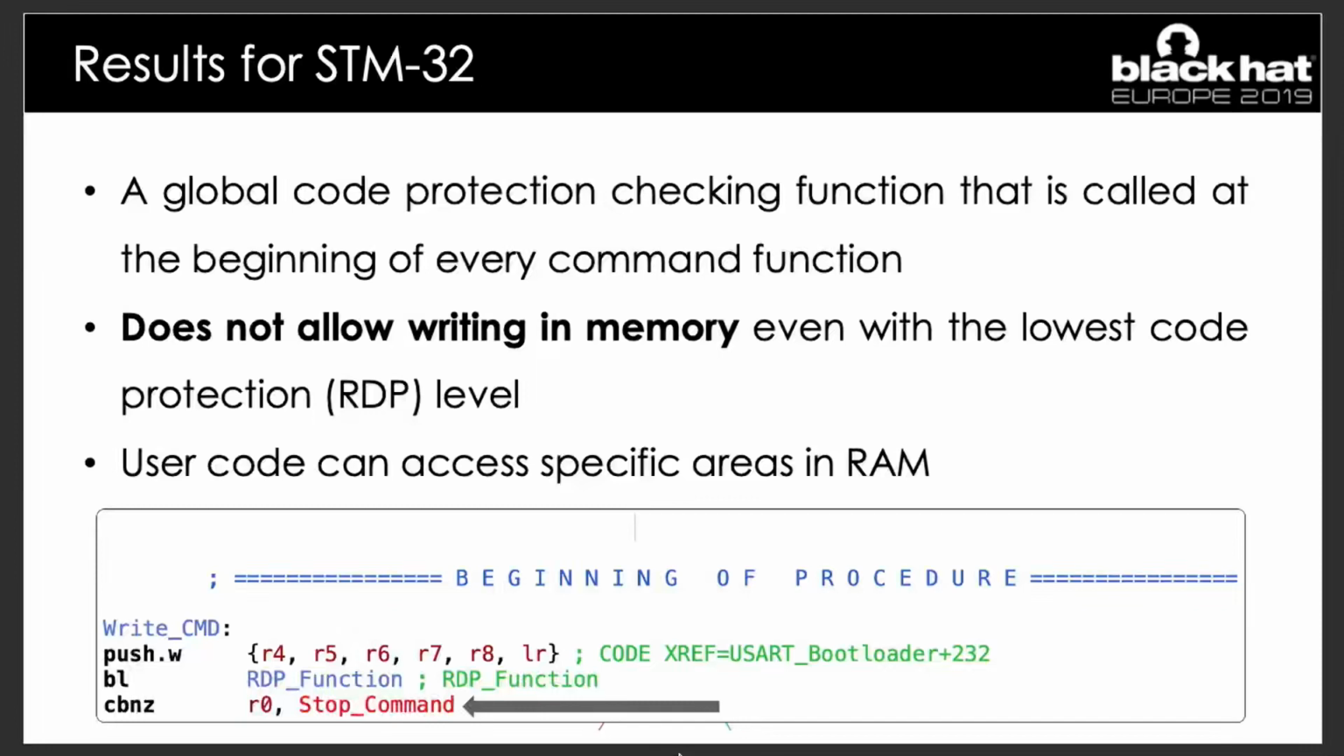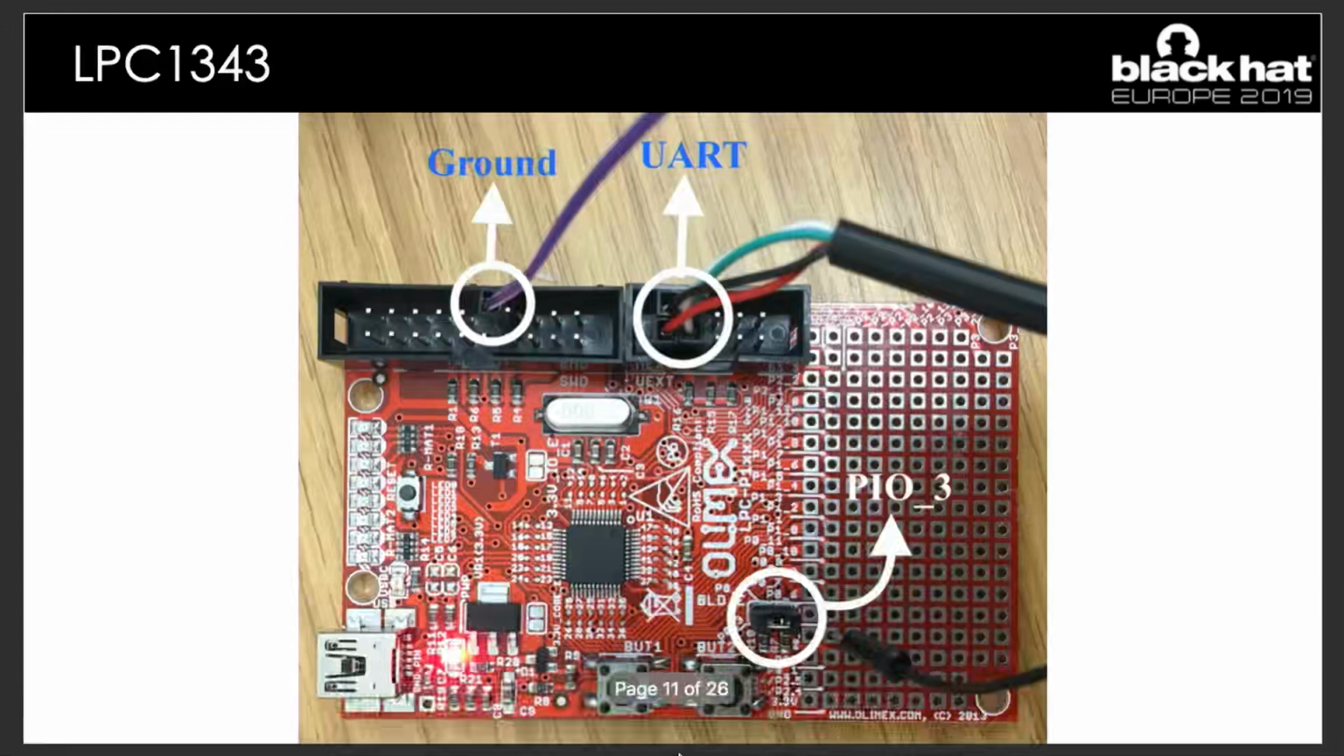Also, it doesn't allow any writing into memory or RAM, even with the lowest protection level. We will see how this is beneficial in the upcoming slides. Also, the user code is only allowed to access specific areas in the memory. So that's all for the STM32. Now we go for the interesting stuff for the LPC guy.